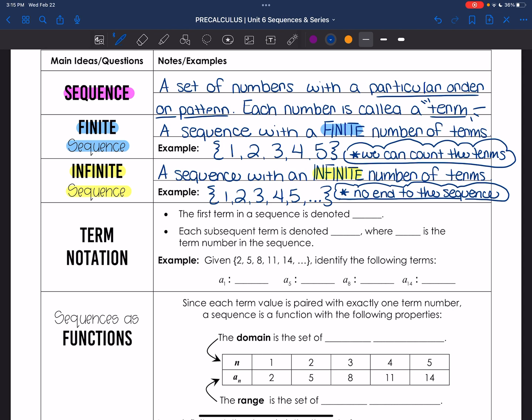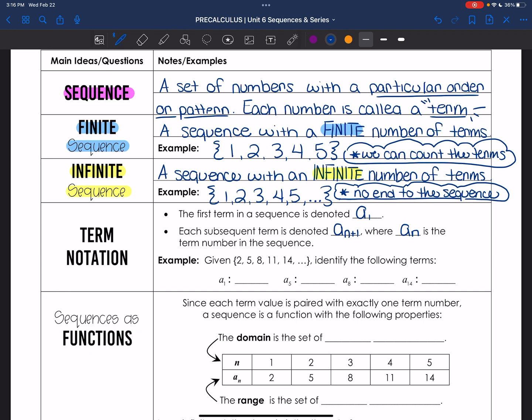All right, now, how do we as mathematicians notate terms? The first term in a sequence is always denoted as A1, and each subsequent term, or each term after, is denoted as A sub n plus 1, where n is the number of its position in our sequence.